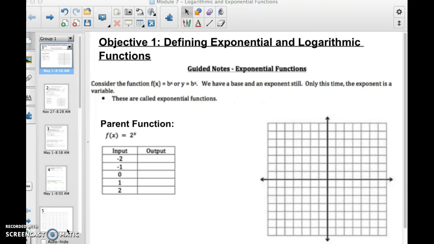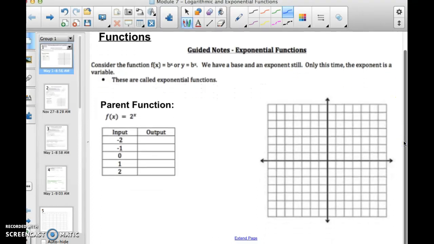If you notice, x is in the powers. We've only been working with x as a base raised to a power that's a number. So anytime you see a variable in the exponents, they're called exponential functions. So the parent function of an exponential function is f of x equals 2 raised to the power of x. So if we're given some inputs and we find some outputs, we can plot the graph of this and see kind of what it looks like, alright?